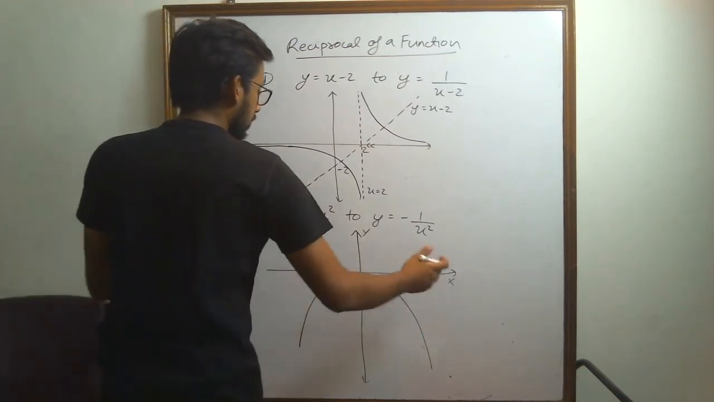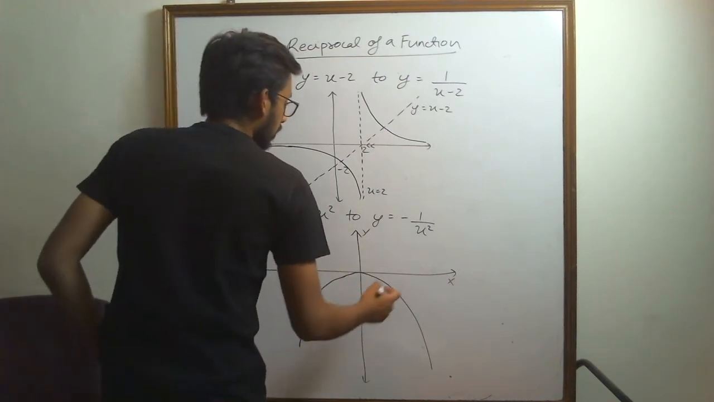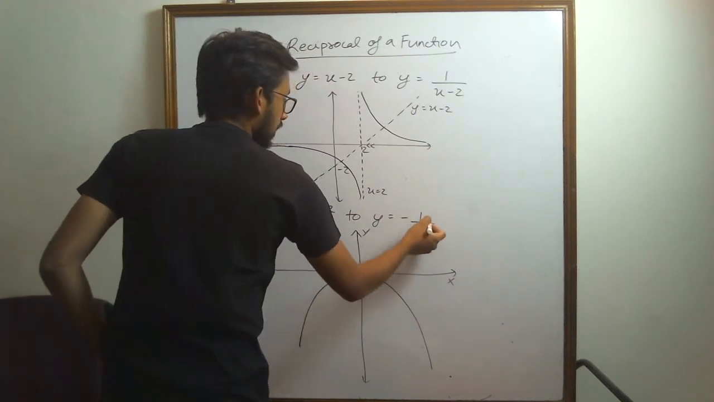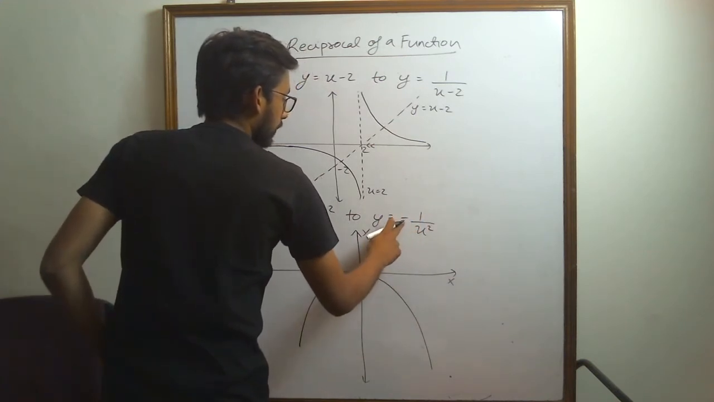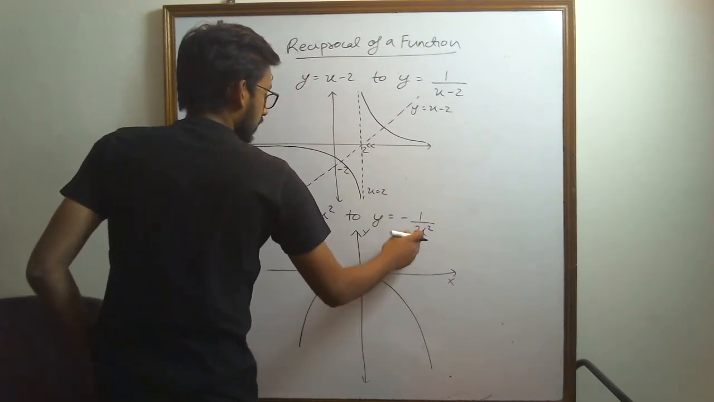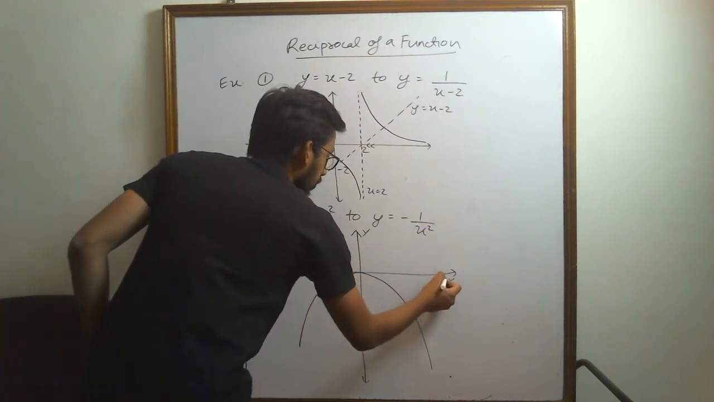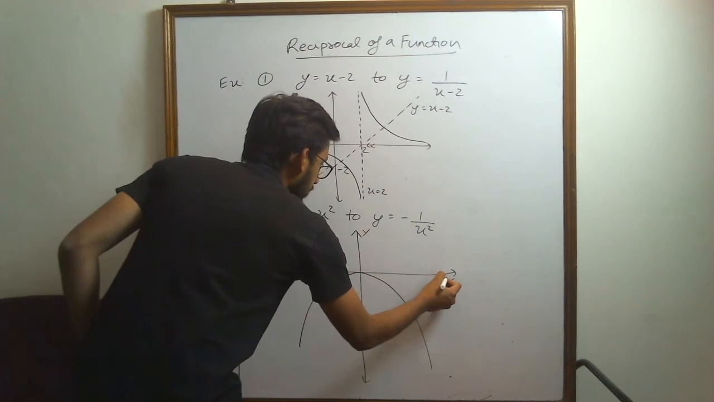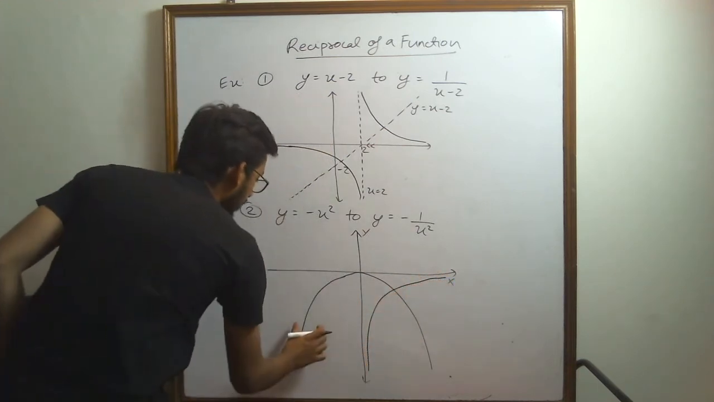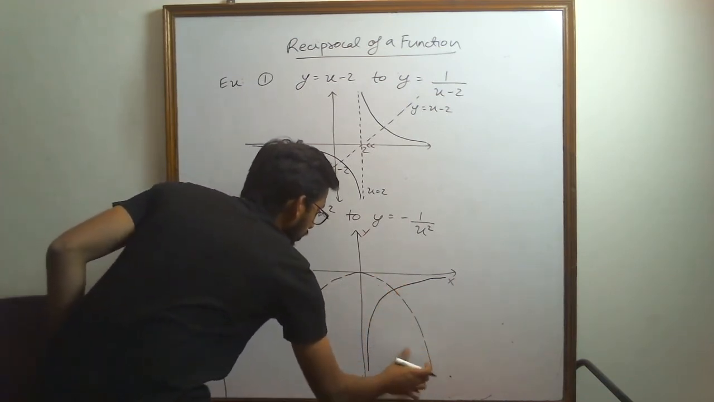Now let's look at the extremes and the neighborhood of the asymptote. As x tends towards infinity, y will tend towards 0 minus, as it will be having a negative sign. As x tends towards 0, y will be tending towards minus infinity, so the graph will be going like this. Let me make the previous graph dotted so that we do not get confused with it.